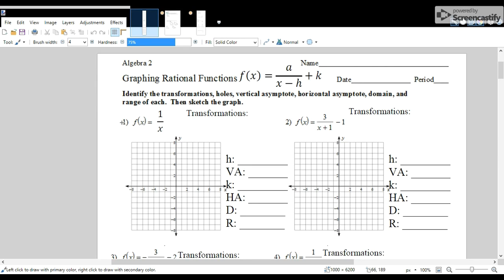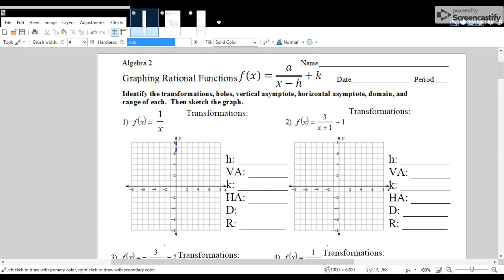We're on part 5 of the fractions packet, graphing rational functions. We have the form f of x equals a over x minus h plus k. So let's look at the first one. This is the parent function, 1 over x.